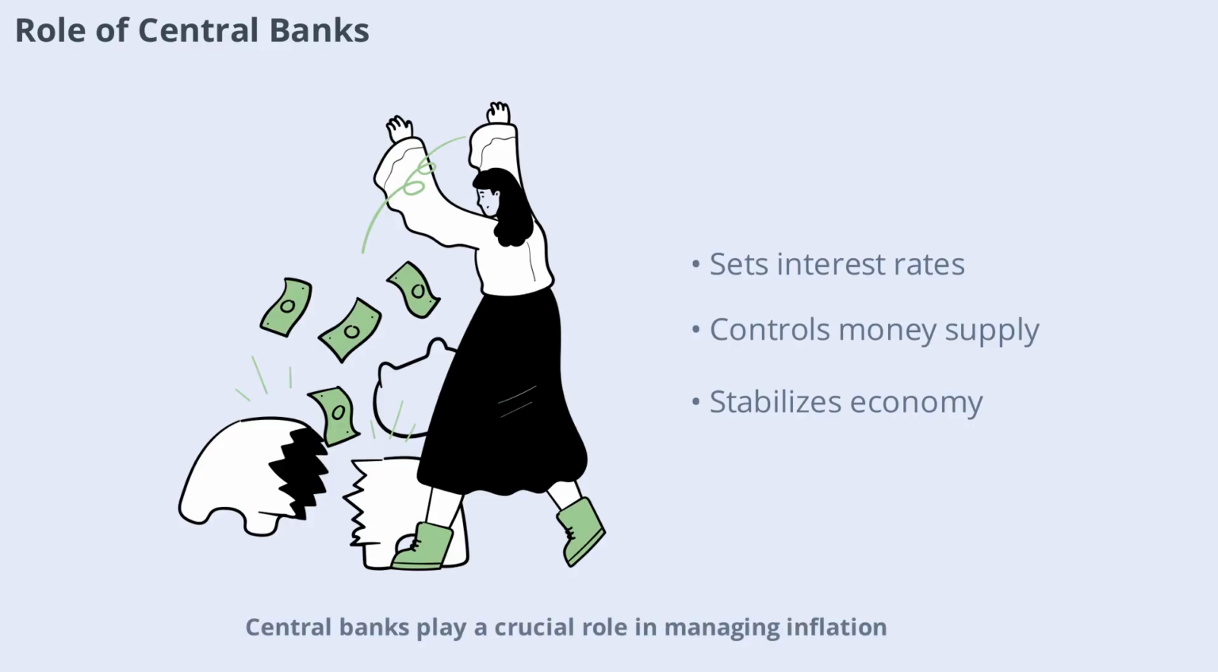Central banks play a crucial role in managing inflation. They use tools like interest rates and monetary policy to keep inflation within target ranges. When inflation is too high, central banks may raise interest rates to cool down spending. Conversely, if inflation is too low, they might lower rates to encourage borrowing and investment. The actions of central banks are closely watched by markets and can have wide-reaching effects on economies around the world.